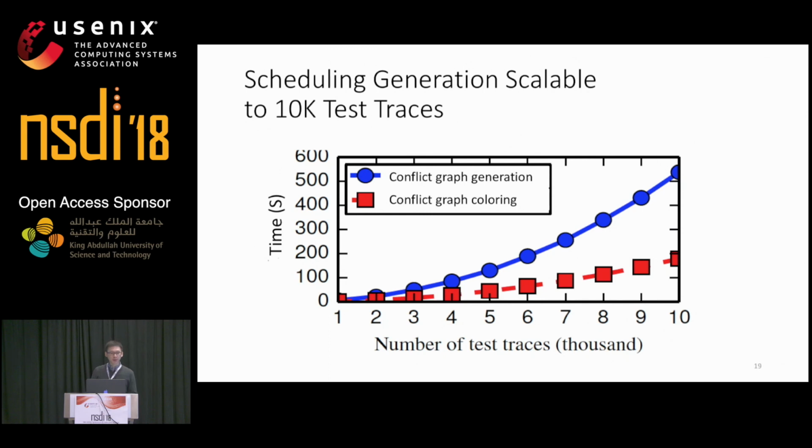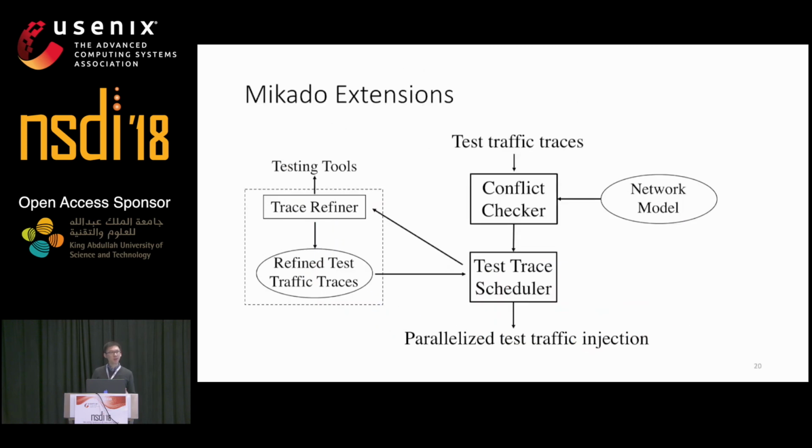And in terms of the number of traces, we can see that Mikado runs reasonably well. The efficiency of the first component, the conflict checking, the conflict graph generation component, runs within 10 minutes, even for 10K traces. And also, the running time for the coloring algorithm is reasonably good as well. So that is not the end of the story.